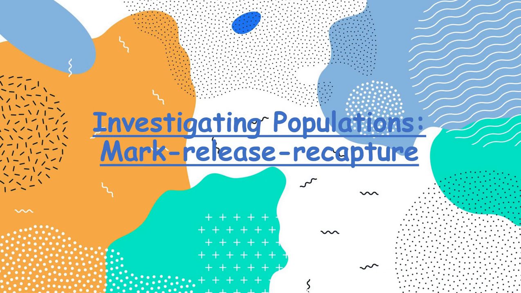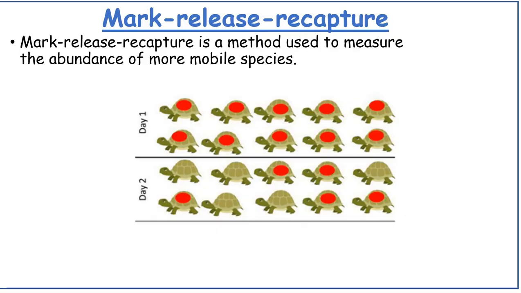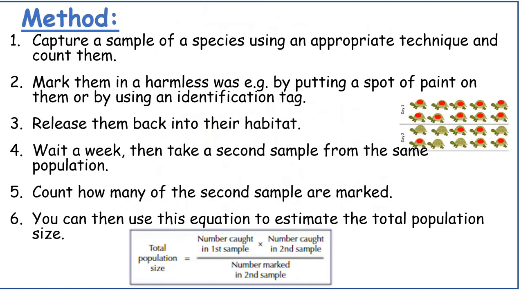Investigating populations, the mark, release, recapture method. So the mark, release, recapture is a method used to measure the abundance of more motile species, those that move around a bit more. So the method is capture a sample of a species using an appropriate technique and count them.